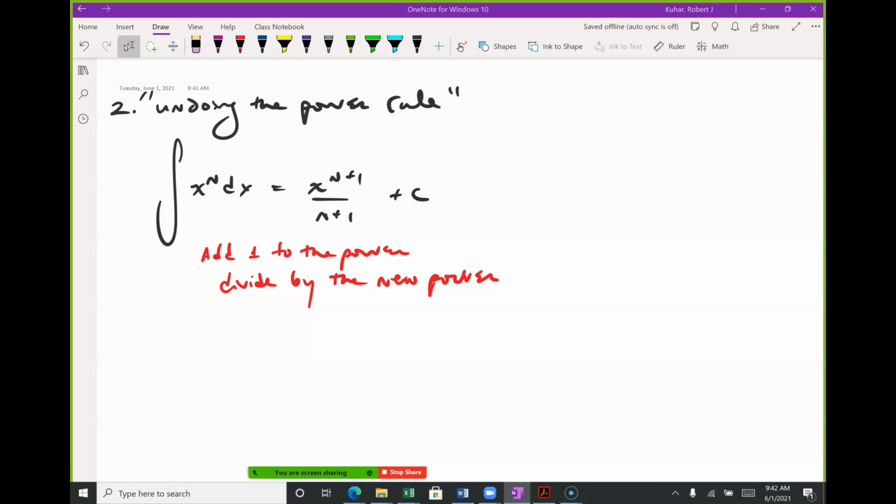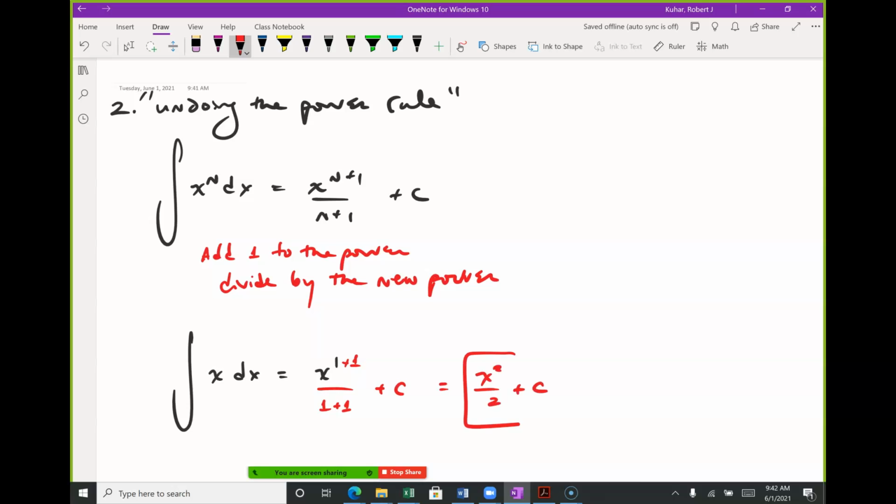So let's do a real simple one, just plain old x. So my power is to the first power, and I want to add 1 to that power and divide by the new power, and then add my constant c. So I get x squared over 2 plus c. What's nice about all of these integrals, if I did ask you for just some simple integral like this, you can always do the derivative and double check it, right?